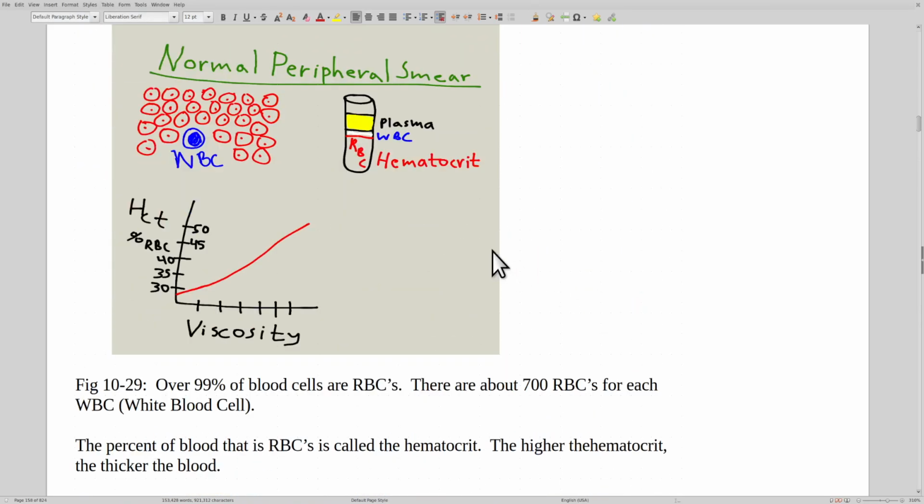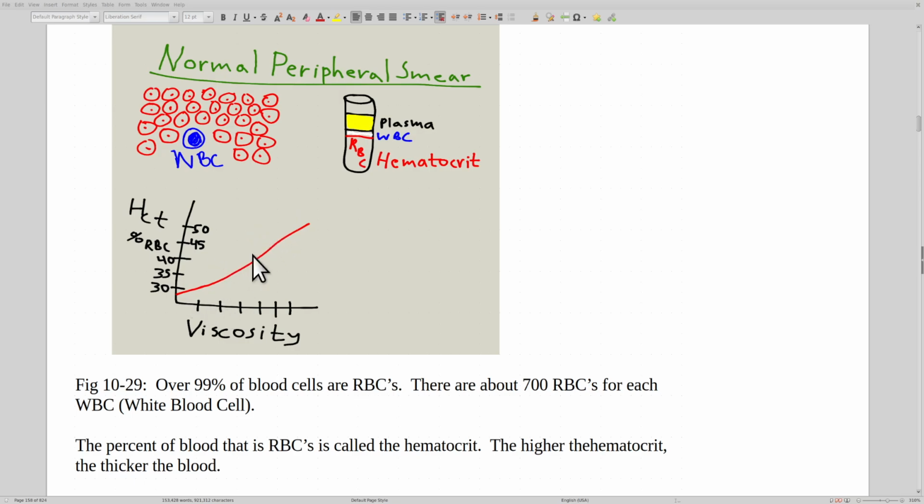Okay, this is just showing a peripheral blood smear, how almost all the cells are red blood cells, over 99%. If you have a test tube of blood, the red blood cells will sort of sediment to the bottom here with their iron. They're heavy with hematocrit. The little white thing in the middle is called the Buffy coat. That's the white blood cells. And on top of that is the plasma. Typical hematocrit, somewhere around 40 or so.